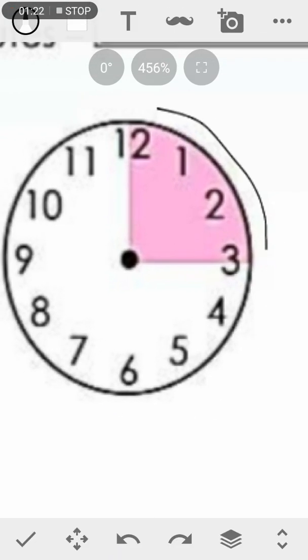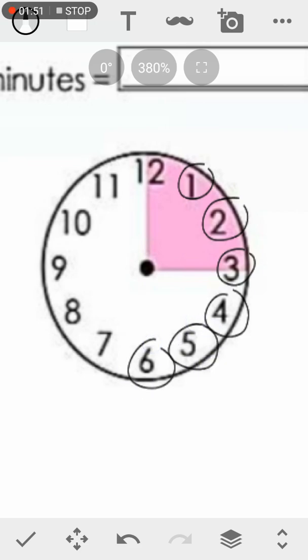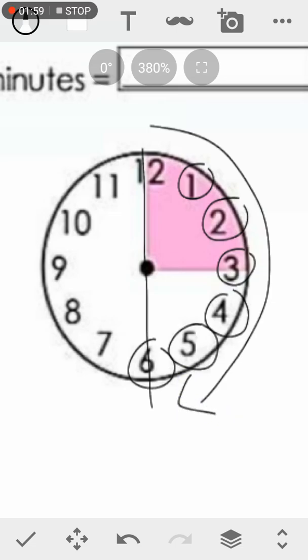Now don't get me confused, I'm talking about the minute hand, not the hour hand. Okay, right. So in A, it's talking about 30 minutes. Now we know that when the minute hand moves to 1, it moves 5 minutes. When it moves to 2, it moves 10 minutes. When it moves to 3, it moves 15 minutes, 20 minutes, 25 minutes, 30 minutes. So when the minute hand moves 30 minutes, it is actually moving half the clock.